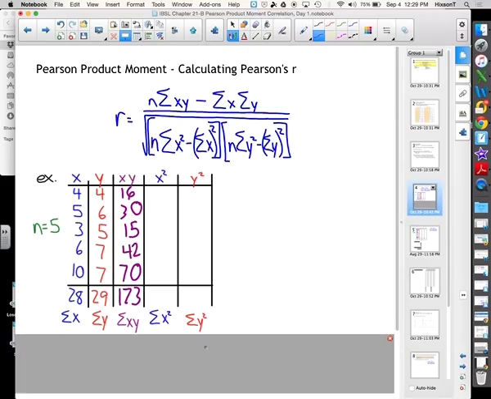So, if we square the x's, switch back to blue. 4 squared is 16, 5 squared, 25, 9, 36, and 100. And we've got to add all those up again. Okay? Let's see, that's 34 and 16 is 50, so that's 86, 186. You guys can double check my arithmetic. Okay? 50, 86. Yeah. Okay?